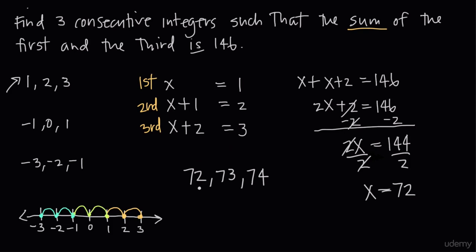And we know that the sum of the first and the third is 146 because we can take 72 and 74 and add them together. 2 plus 4 is 6. 7 plus 7 is 14, so we get 146. We double check ourselves that way, that the sum of the first term and the third term is 146, so we know that these are our three consecutive integers.